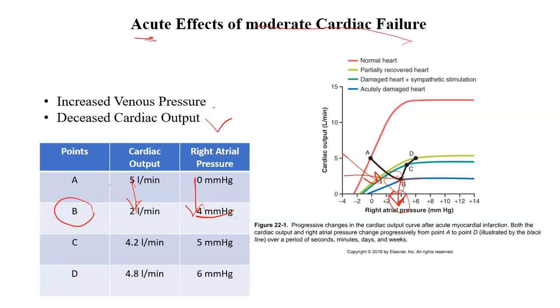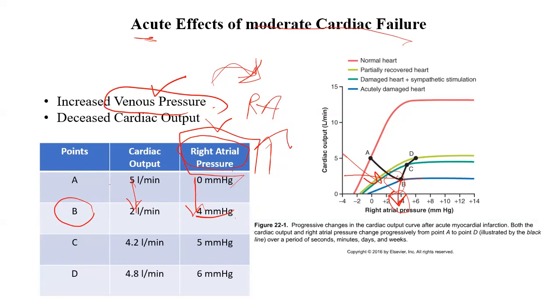Now you can see that there is an increase in venous pressure and an increase in right atrial pressure. The increase in venous pressure suggests that there is an increase in venous blood returning to the heart. So the blood starts to dam up in the right atrium. When the blood starts to dam up in the right atrium, it is clear that right atrial pressure increases, and it's clear from point B. These two points suggest that a person is suffering from acute cardiac failure.